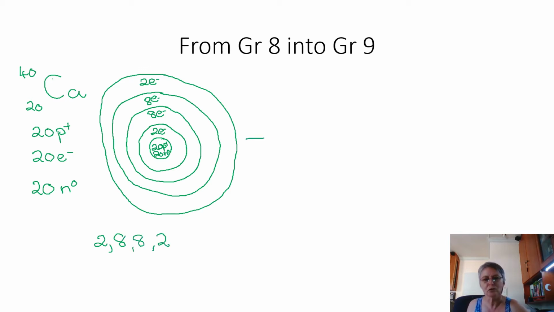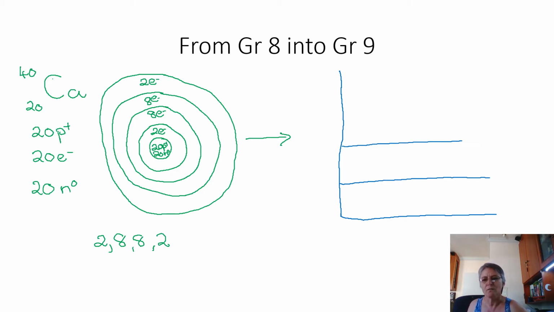Now we're going to go into grade 9, where we draw the electron structure for calcium in an Aufbau diagram. The Aufbau comes from German for building up. So calcium is in period 4, so there are 4 energy levels in calcium atoms with electrons. So E is for energy: 4, 3, 2, 1 energy levels.